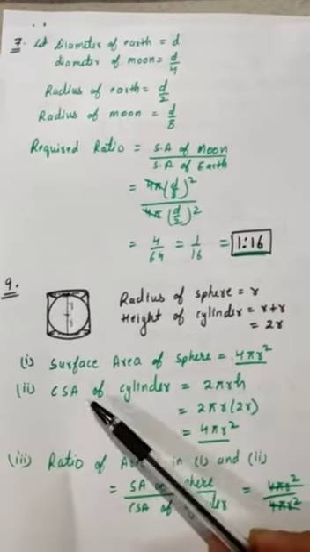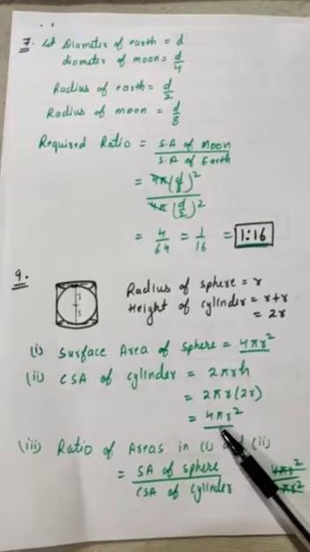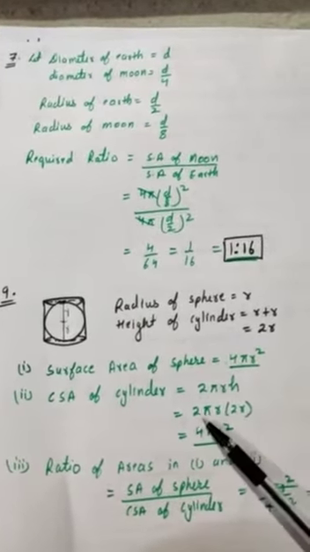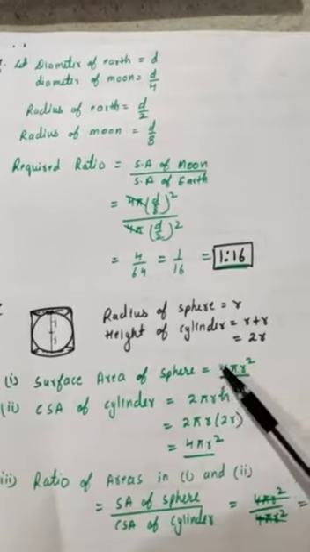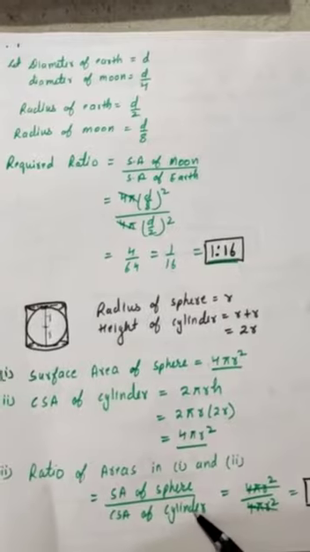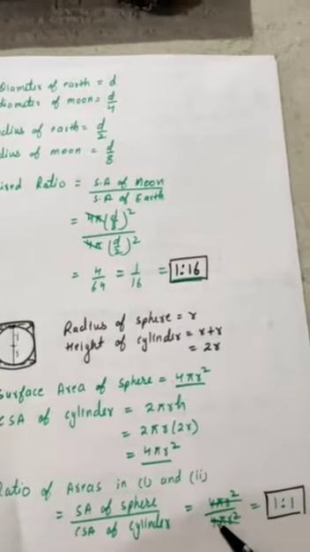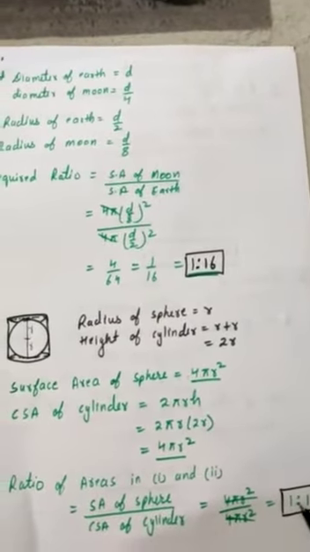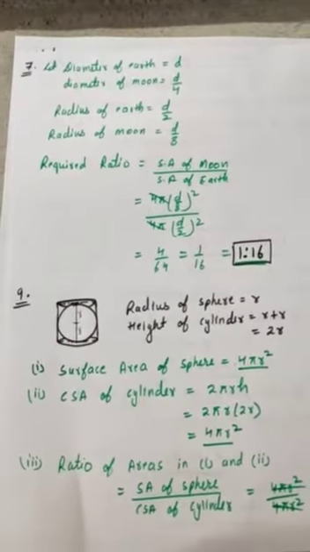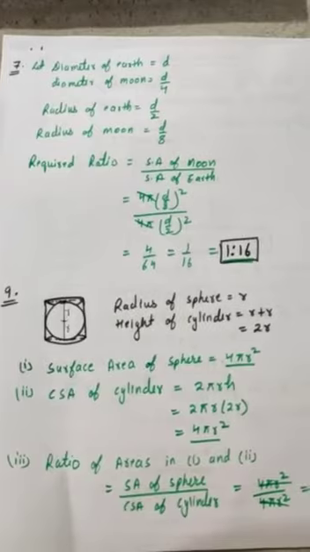So what is the CSA of cylinder? It is 4 pi r square. Okay, now you have to find the ratio of areas in first part and second part, which is SA of sphere upon SA of cylinder. So it is 4 pi r square upon 4 pi r square, which is 1:1. So this way we have completed the exercise 13.4. Now we'll proceed further.